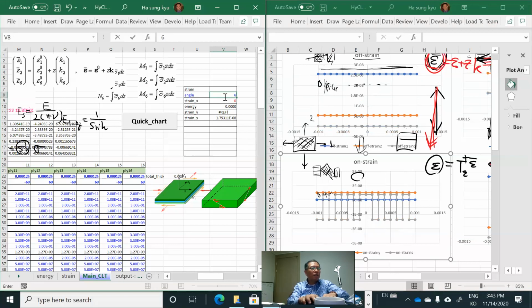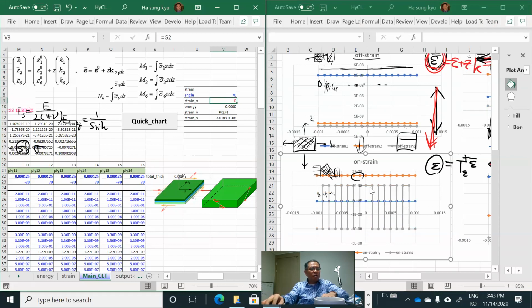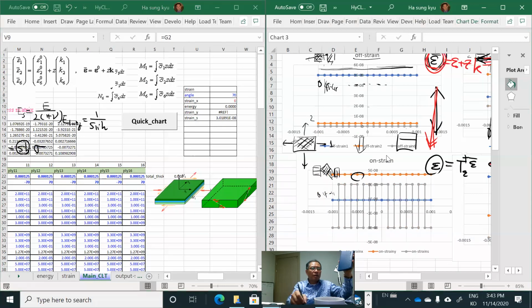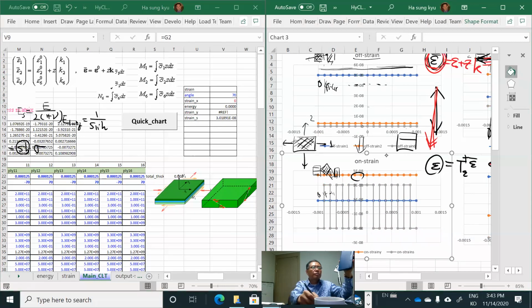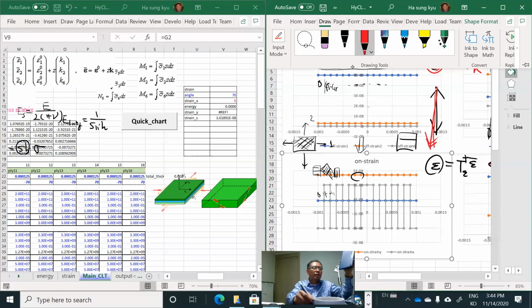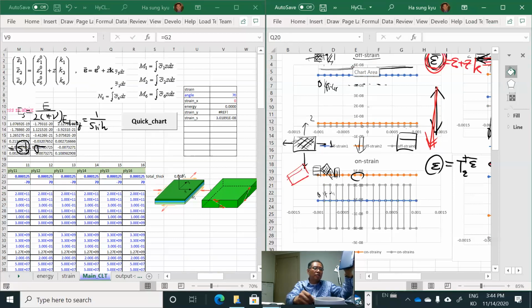And 70 degrees. Now you see the shear strain is smaller, but the transverse strain is high. You know, the transverse is very dangerous, and transverse means the strain in this direction, right? If this is high, it will easily break in the matrix because of matrix failure.